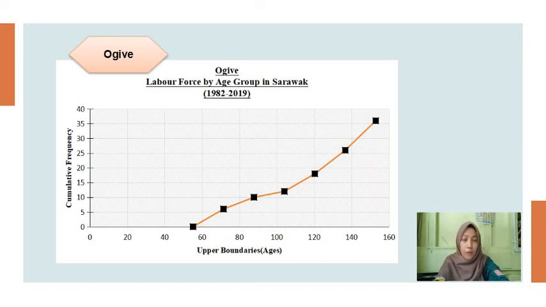class boundary of the last class, which is 36. It's because the cumulative frequency is equal to the sample size. The sample size of this graph is 36.